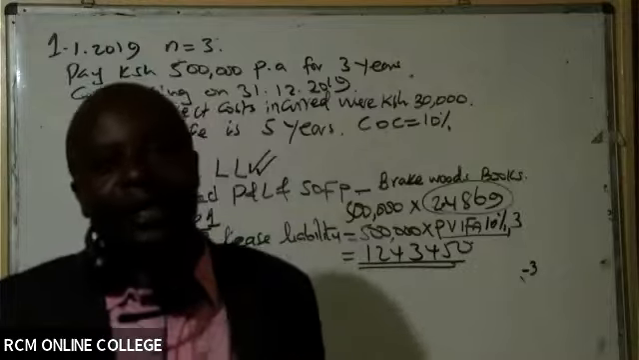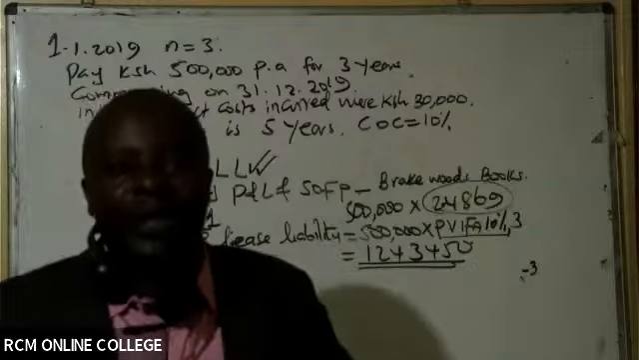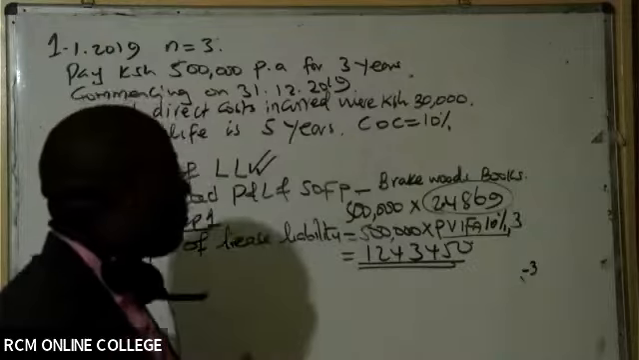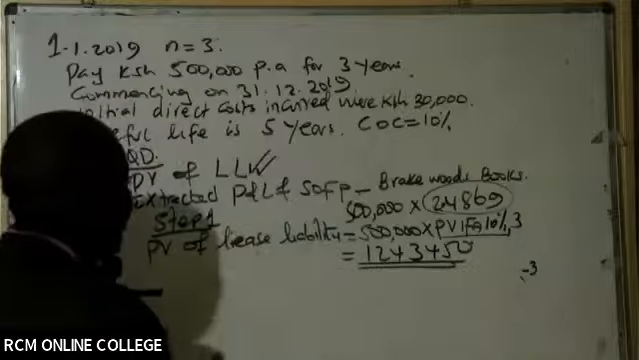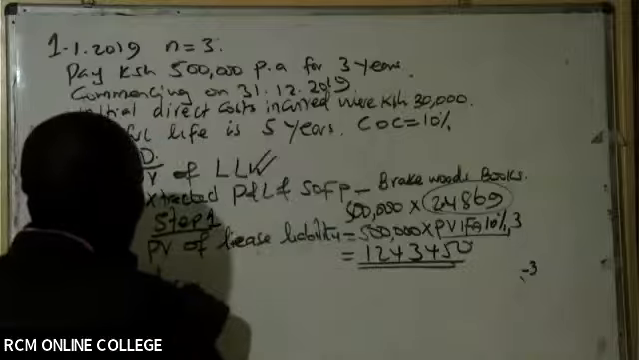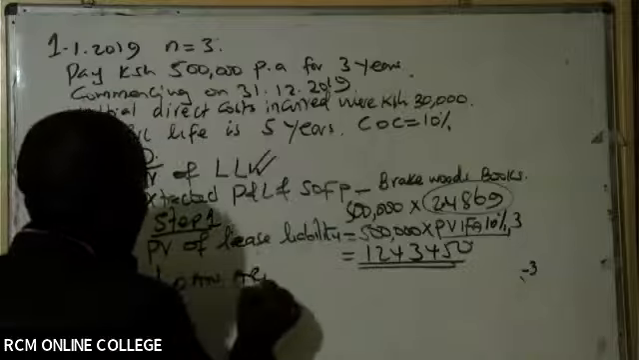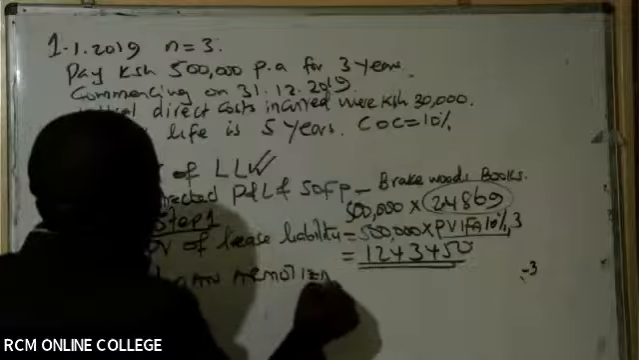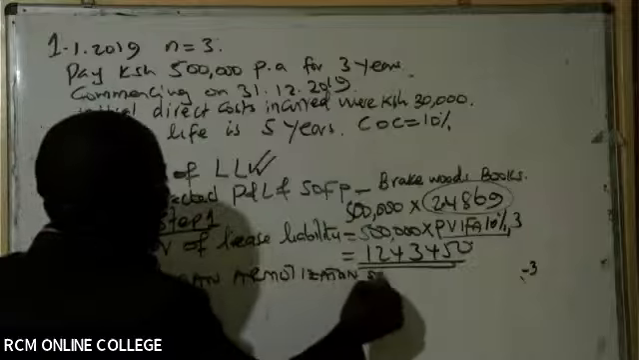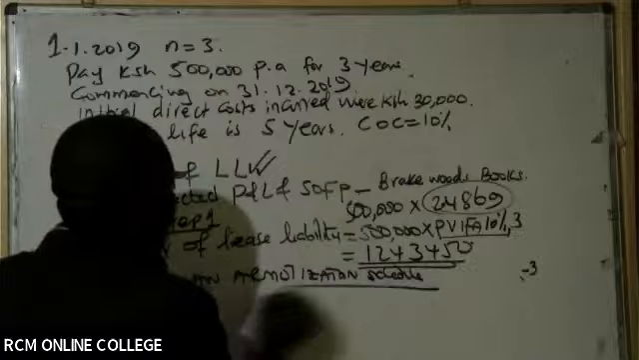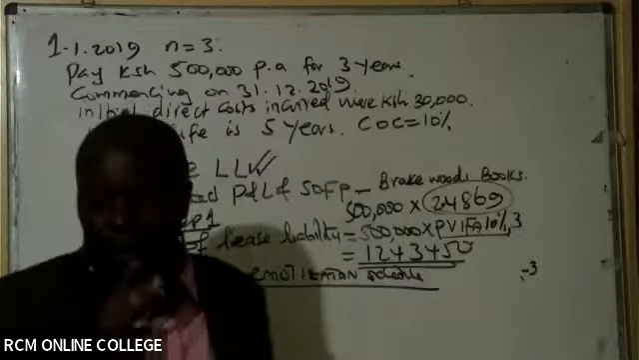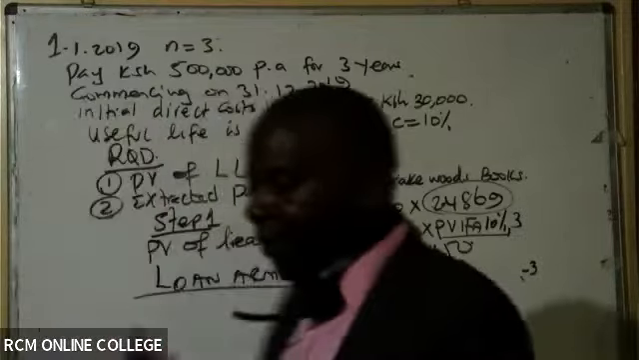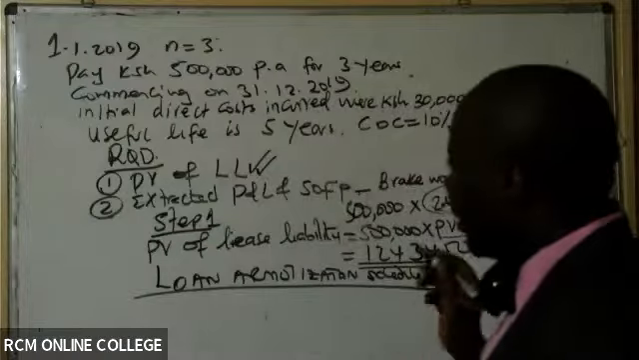Now that we know the lease liability, the second step: go ahead and pay. Prepare a loan amortization schedule. So remember, this is step number 2. You prepare a loan amortization schedule.